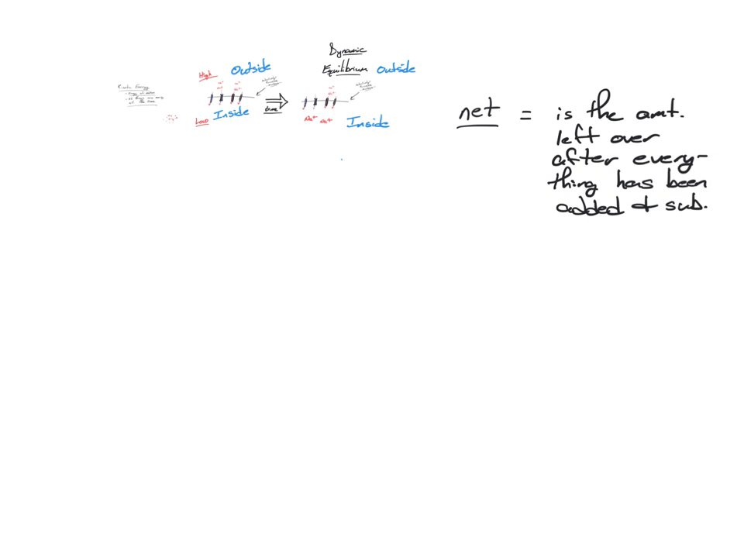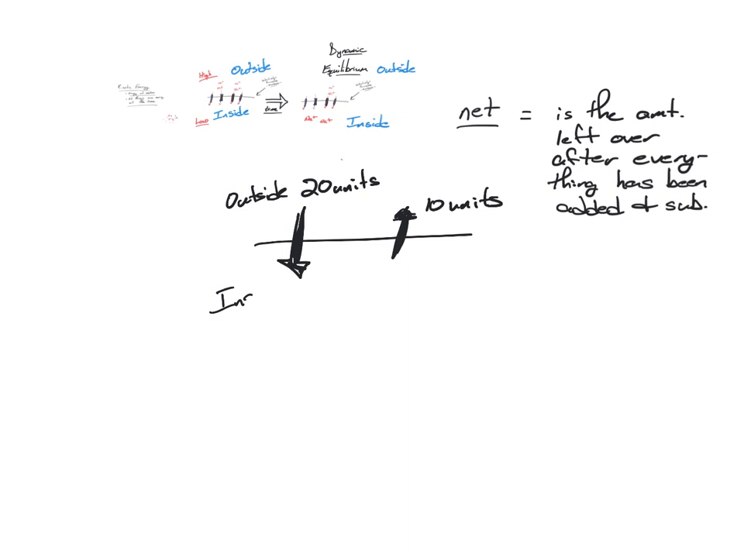So if I have a membrane where I have 20 units moving in one direction, and 10 units moving in the other direction, what's the net movement? This is outside. This is inside. Then the net movement is 10 units into the cell. Do you all agree on that?